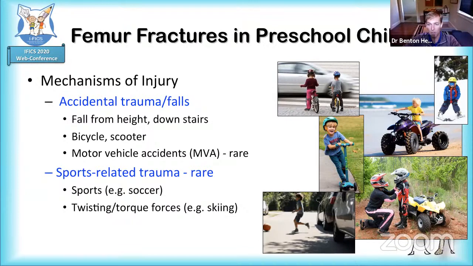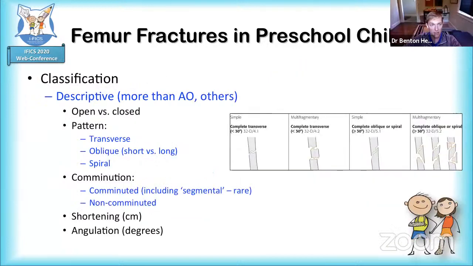And so you can have collisions or sport-related injuries, such as a twisting injury with a young skier. In terms of classification, the AO has a thoughtful classification, which has good research purposes. But for the most part, around the world, we tend to use the descriptive classification. And the important aspects are open versus closed.